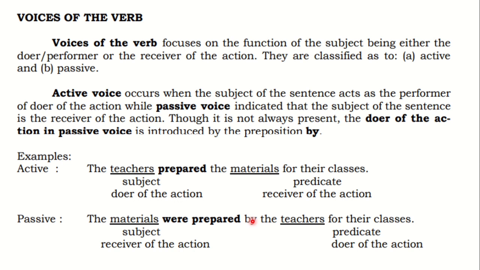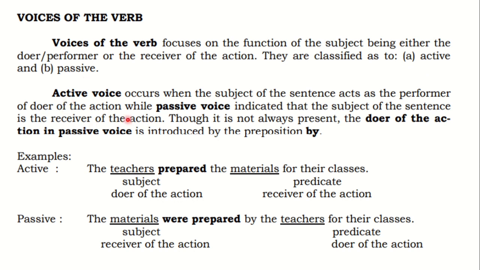Okay, so now let us proceed with the voices of the verb. Voices of the verb focuses on the function of the subject being either the doer or performer or the receiver of the action. They are classified as two. One, active, and the second one is passive. So what is the difference between the two?